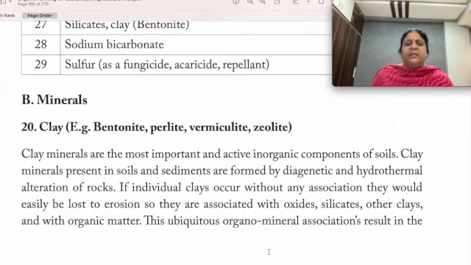Clay minerals present in soils and sediments are formed by diagenetic and hydrothermal alteration of the rocks. If individual clays occur without any association, they would easily be lost to erosion. So they are associated with oxide, silicates, other clays, and with organic matter. That's why they are rich in nutrition and help in soil conditioning also.